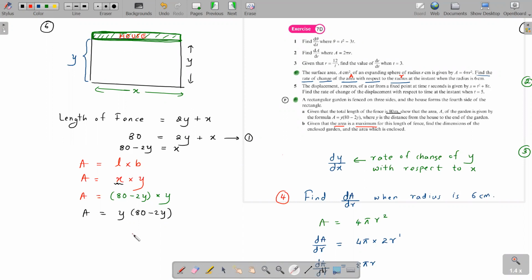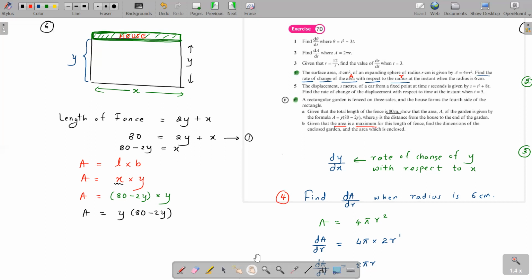Now in the previous section, what did we learn? We learned about stationary points, right? What are the stationary points we learned? The minimum, the maximum, and the point of inflection. Can you remember? So at a stationary point, and here we are interested in the maximum, what happens? Your gradient, your dy by dx, becomes equal to 0, isn't it? Can you understand? So when they say the area is a maximum, that's the exact same thing that you need to do. You have to find the value at the stationary point.